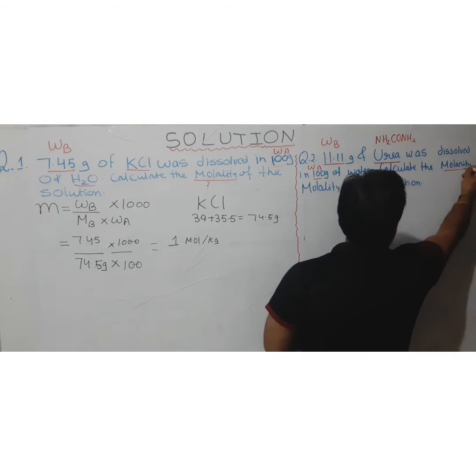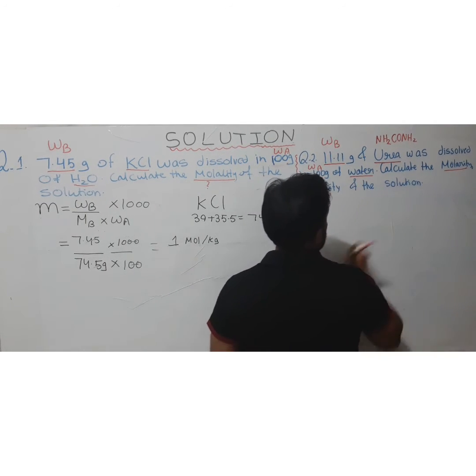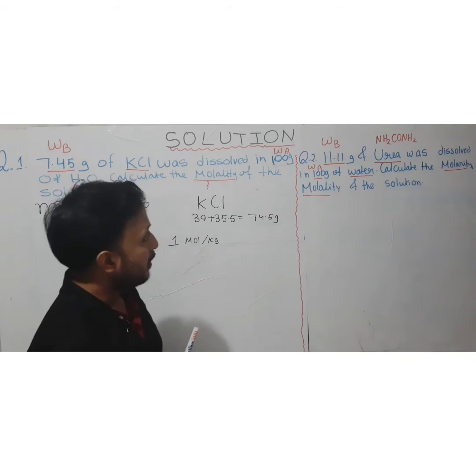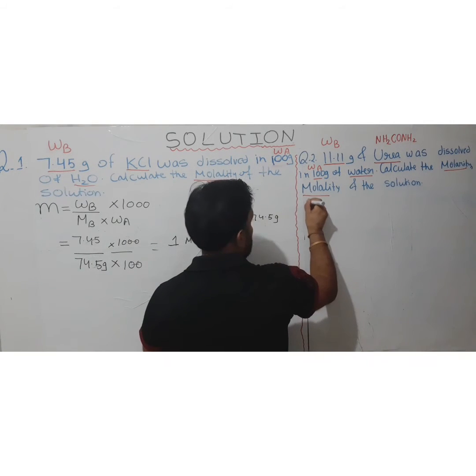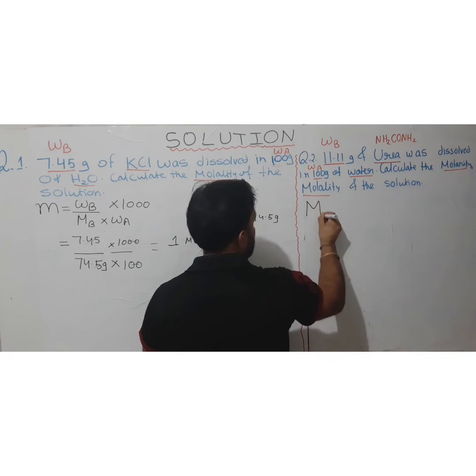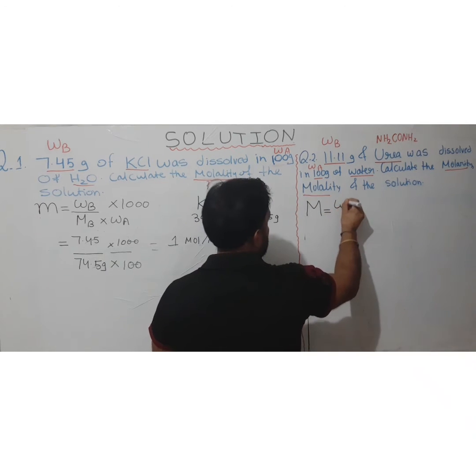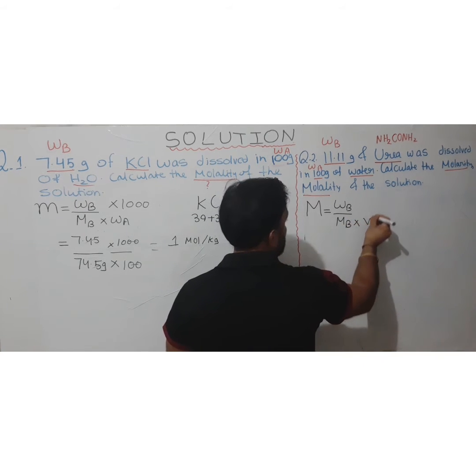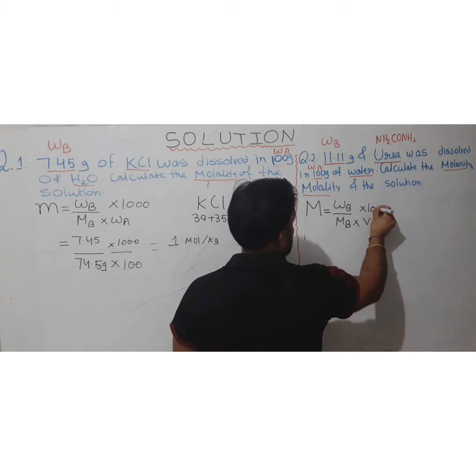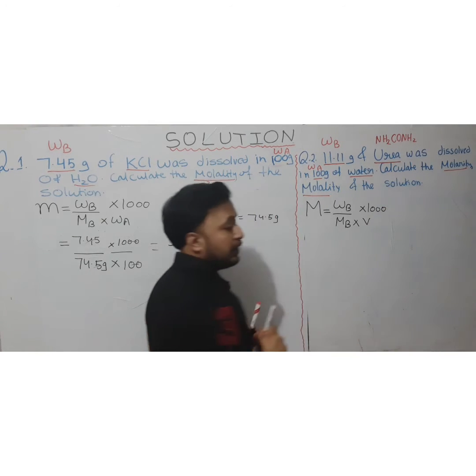Calculate the molarity and molality; two things you have to find here. Now first we have to calculate molarity. Let's see. We will write the formula of molarity. You know the formula of molarity, it is represented as capital M. That is WB divided by the molar mass of the solute multiplied by the volume of solution, that too in liter, and if it is not in liter we can use 1000.